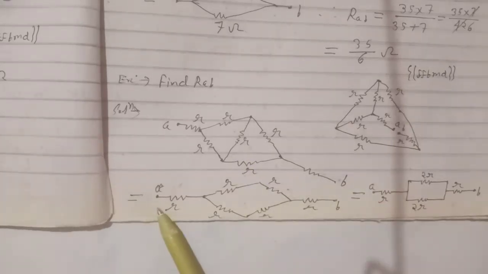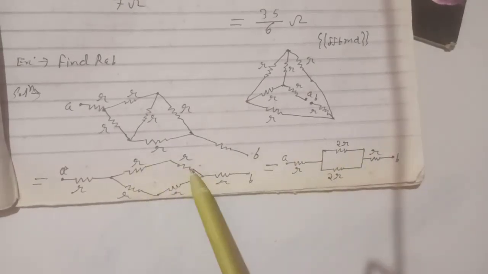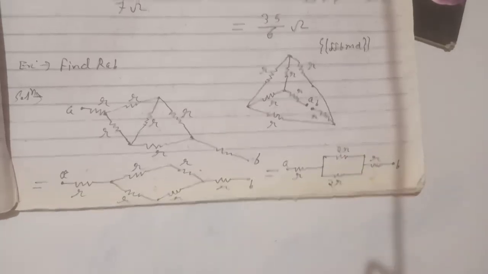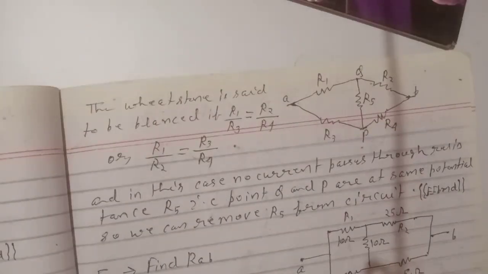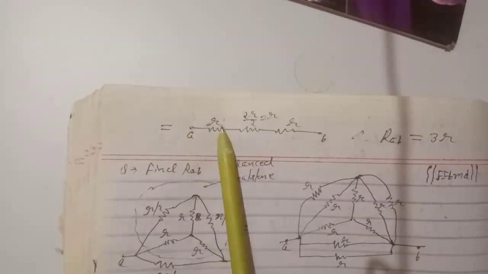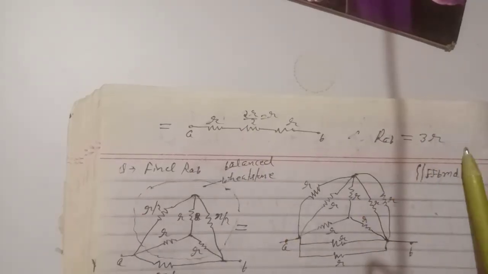Now this will be the equivalent like this. Now this is in series, this is in series. So finally this will transform like this. The equivalent of these two is 2R and the equivalent of these two is 2R. Again this is in parallel, so we have to calculate the parallel value of that resistance. Now the next we transform, the equivalent of those parallel is R and R. So hence RAB will be 3R.